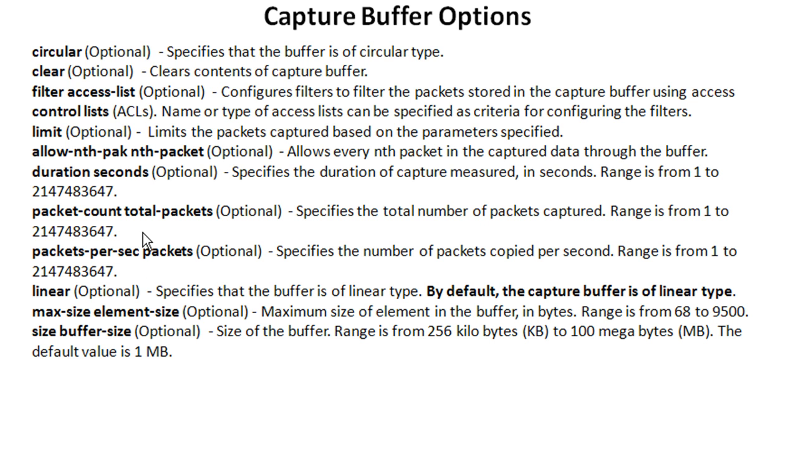You can specify the number of packets that you want. Say that I only want 100 packets. You can do that as well. You can set it to packets per second. Like I said, there's quite a few options here. So take a look at these before you do your packet capture and see which ones you want to utilize. The size of the buffer ranges from 256 kilobytes to 100 megabytes. I would check this on your particular device because I think this does vary by platform.